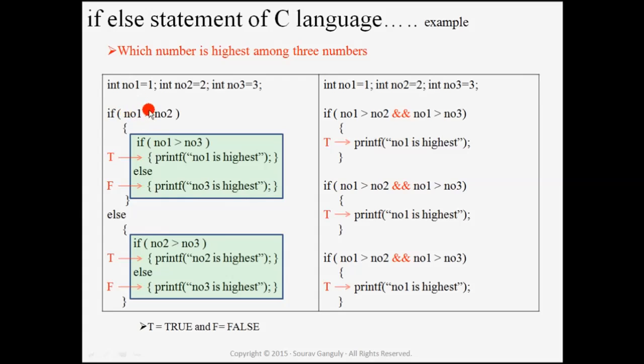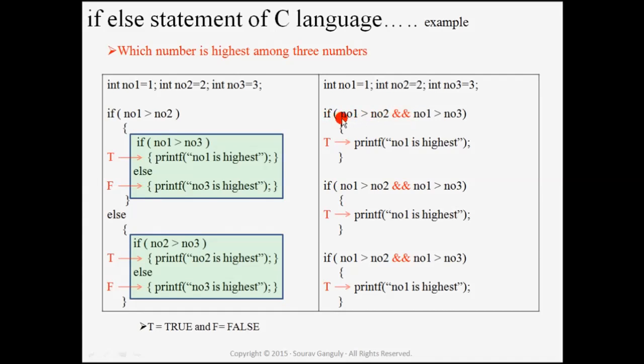And if number 1 greater than number 2 is false, then the else section will execute, and here we will check whether number 2 is greater than number 3 or not. If this condition is true, then we can directly write that number 2 is the highest, else number 3 is the highest. We can replace these things with this AND operation. This is called the logical AND operation.